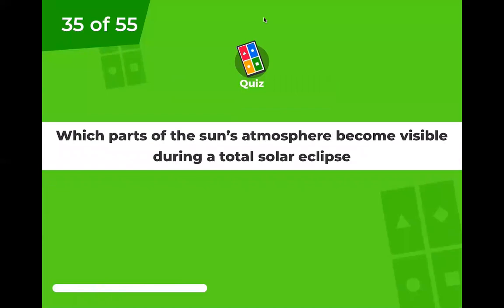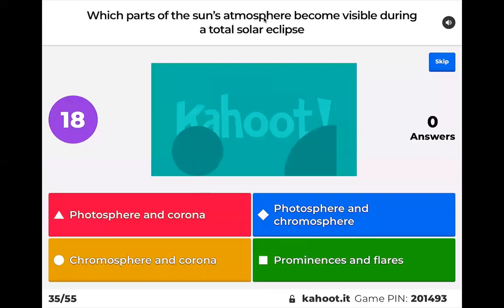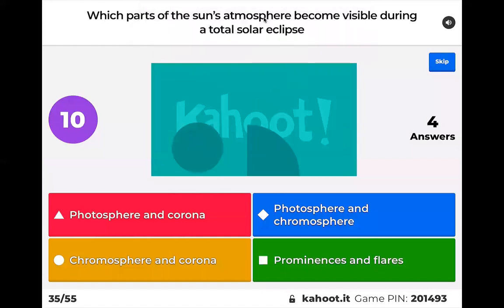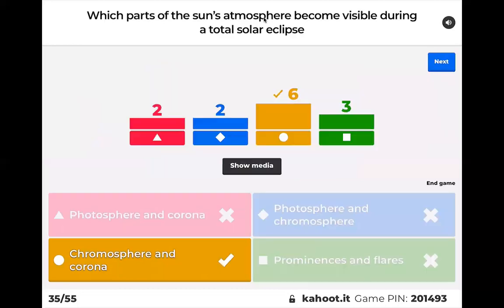Which parts of the sun's atmosphere become visible during a total solar eclipse? Is it the photosphere and corona, chromosphere and corona, photosphere and chromosphere, prominences and solar flares? Which parts do we see during a total solar eclipse? Okay, chromosphere and corona, good job.